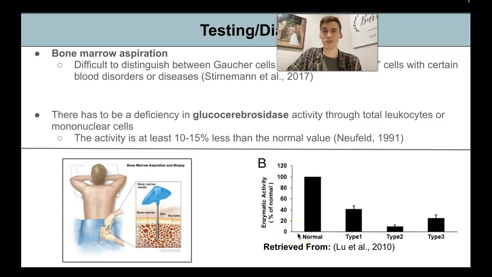We have bone marrow aspiration, which is less common. The way you can do this is down here on the left, you see that we have to take bone marrow from this. So that's why it's less common. It's a painful procedure. And it's hard to tell between Gaucher and pseudo-Gaucher cells.